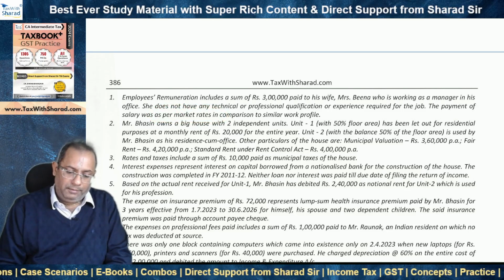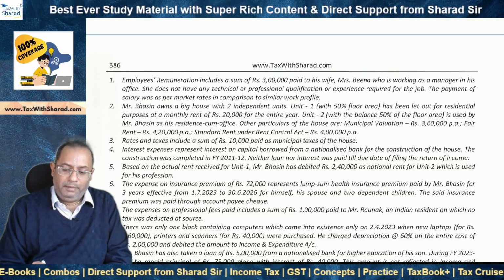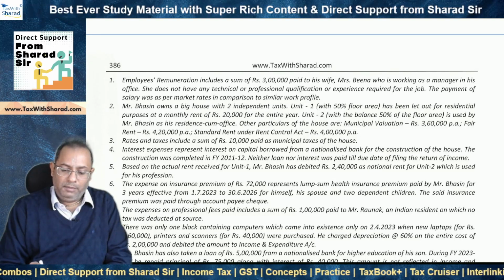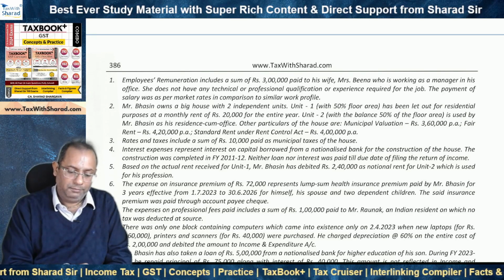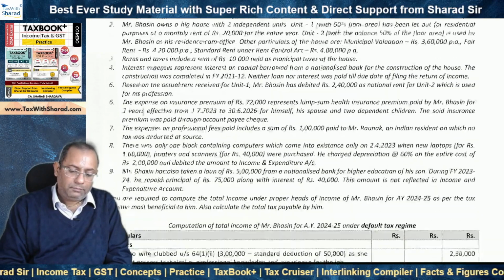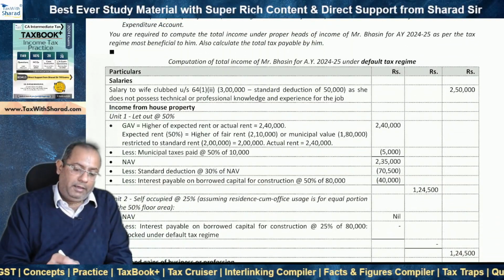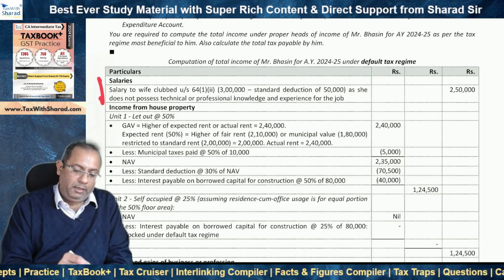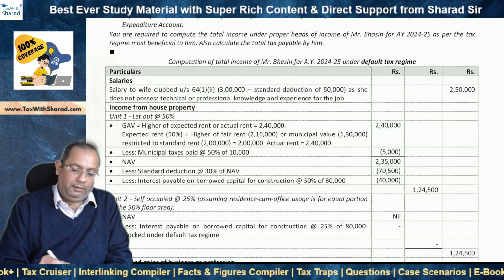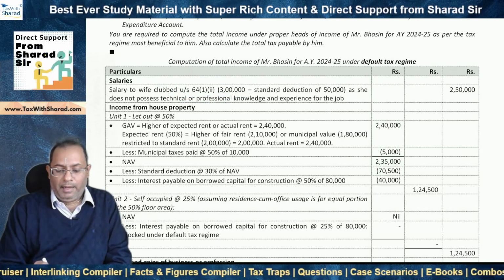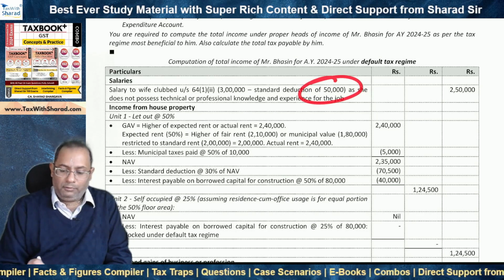So what should be done here? Remuneration has been paid by Mr. Basin to Mrs. Beena, his wife, and she doesn't have any technical or professional qualification. So what needs to be done is that the salary or the remuneration to the wife needs to be clubbed under section 64(1)(ii), and 3 lakh is the amount, and we need to deduct the standard deduction of rupees 50,000.